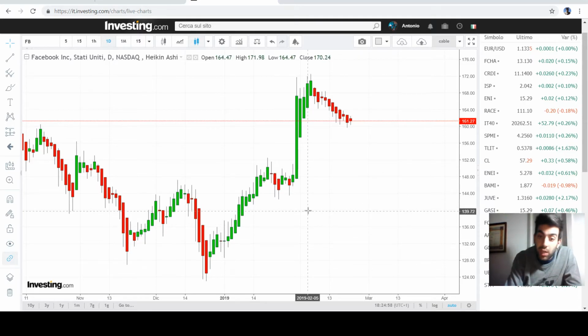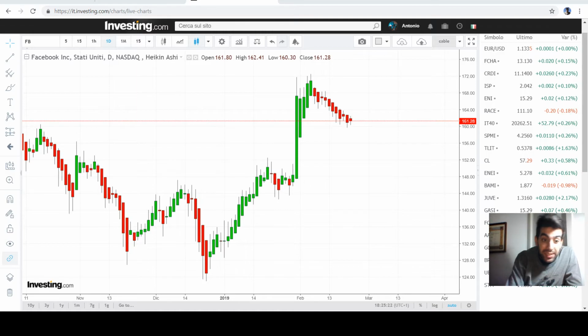If you were in a long position, you could close that long position right now, or if you had no position open, you could maybe think about entering a position in Facebook. Seeing this downtrend, you could think about going short in Facebook. So this is a very useful example, in my opinion.